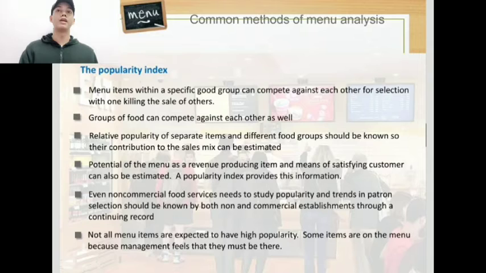The popularity index. Menu items within a specific food group can compete against each other for selection, with one killing the sale of others. Groups of food can compete against each other as well. Relative popularity of separate items and different food groups should be known so their contribution to the sales mix can be estimated. Potential of the menu as a revenue producing item and means of satisfying customers can also be estimated. A popularity index provides this information.